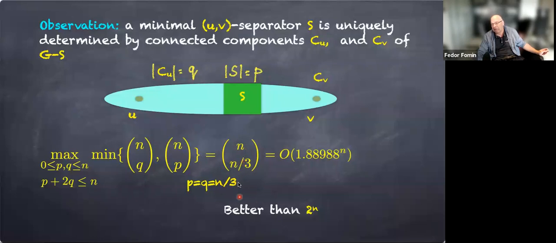If I do the Stirling approximation, which is a standard thing here, I will obtain this number. This number is better than 2 to the n, but I promised you to show that this number is 1.6 something. And now this is the moment where the Bollobás lemma comes into play. So any questions so far about this construction and about this bound?